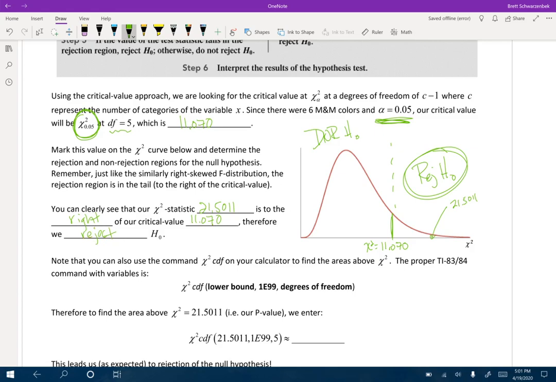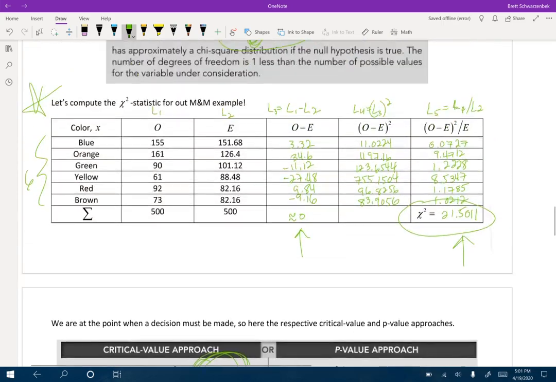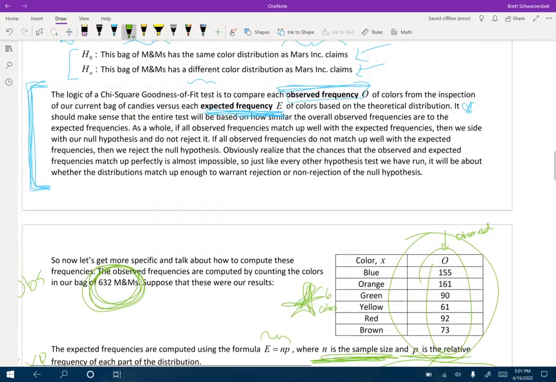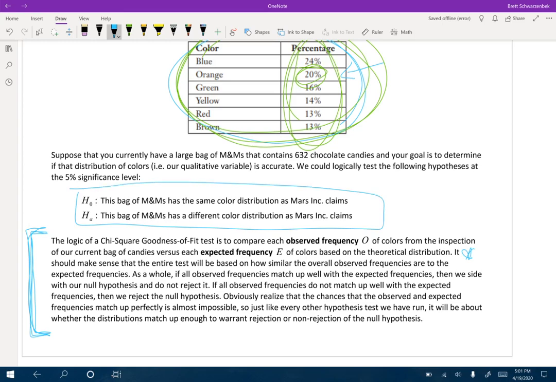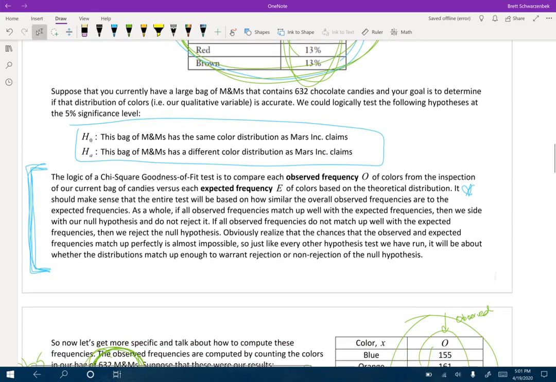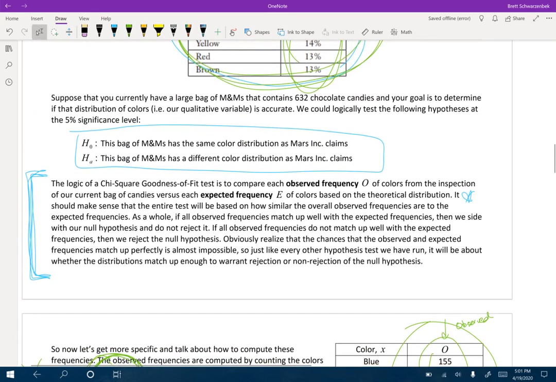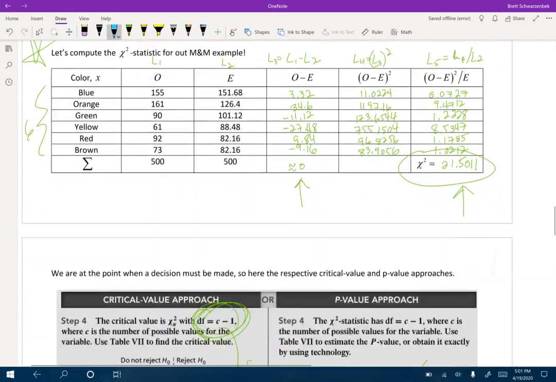It's the same as what we've done before, no different. So what does that mean? Remember, let's go back to our null and alternative for our test. Our null stated that the M&M's colors were the same as Mars Inc., whereas the alternative said that they were different. Well, according to this, we are rejecting H0, so we are claiming that our bag of M&M's does not match Mars' claim for the color distribution of their M&Ms.